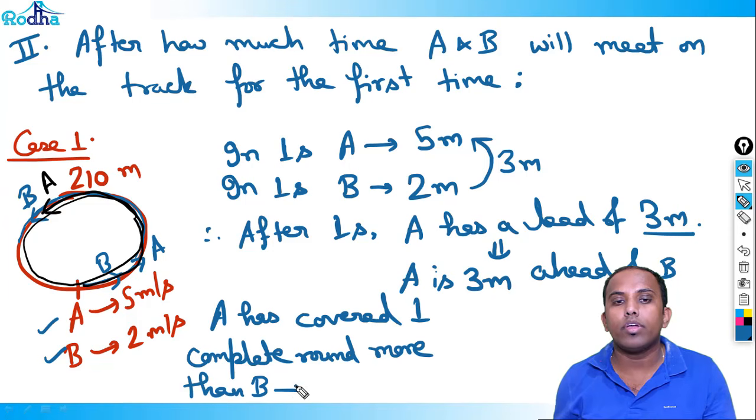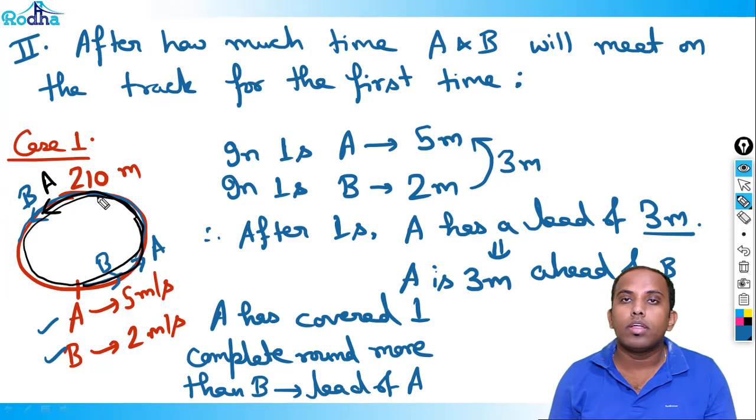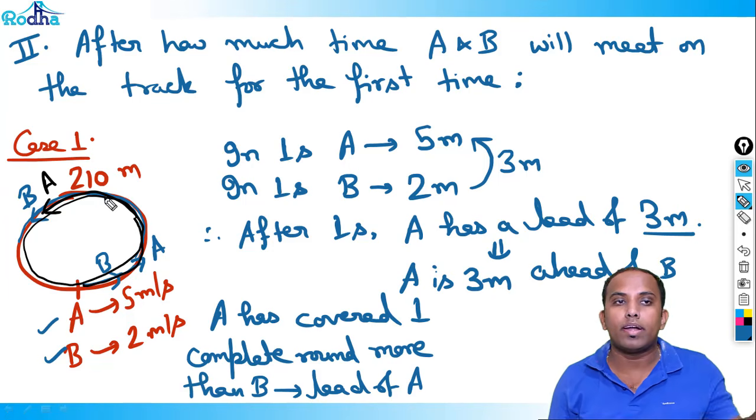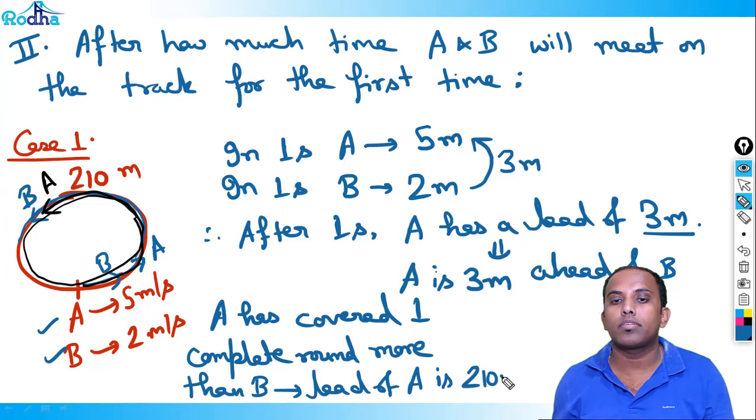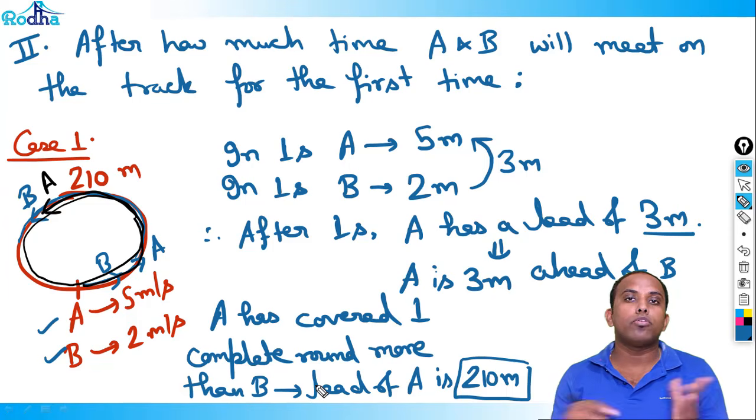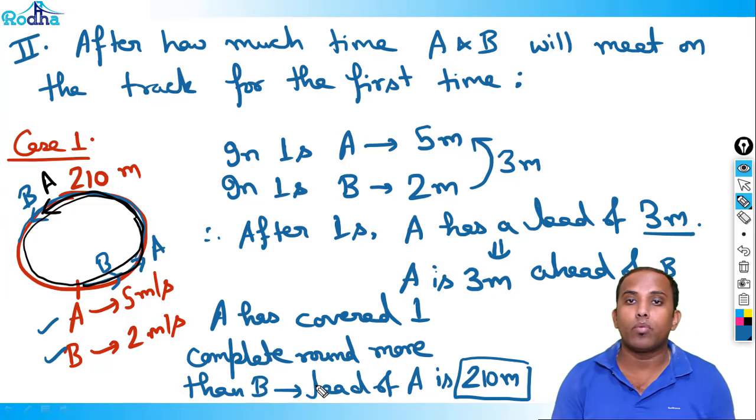In that case, what is the lead of A? The lead of A will be equal to the length of the track. One complete round means 210 meters. So the lead of A is 210 meters. When the lead of A becomes 210 meters, that means it catches B from behind. That is their first meeting point.